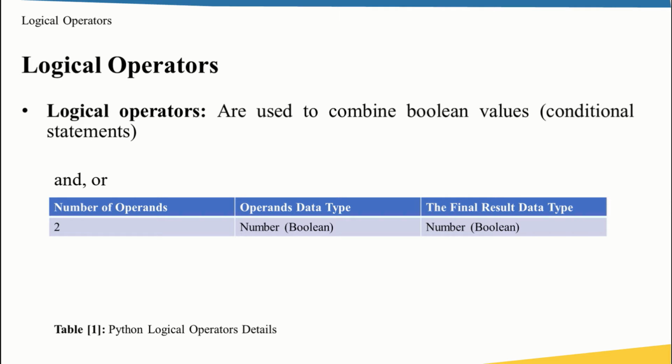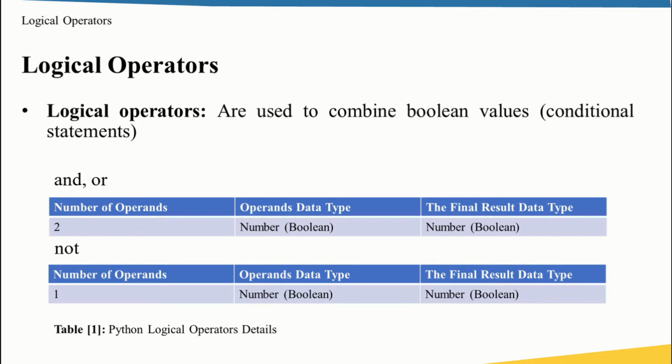For AND and OR, each one of these operators takes two operands, and the operands' data type should be Boolean. So both of the operands should be Boolean, and once the operator is executed, the result is going to be another value, which is also Boolean. For the case of NOT, which is the third operator inside logical operators, it takes only one operand, and this operand should be of type Boolean, and after we execute NOT, the result is going to be another value which is also Boolean.